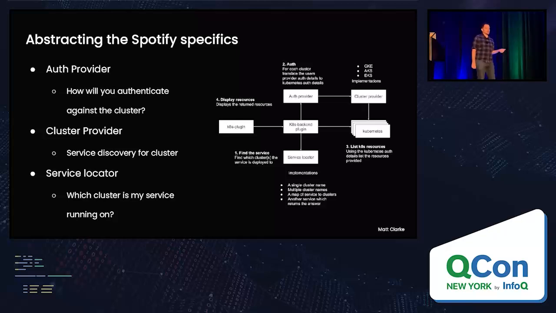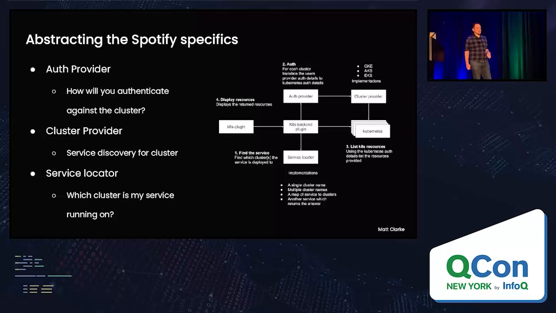And those abstractions are auth provider, cluster provider, and service locator. And the auth provider, the question it's asking you is, how are you going to authenticate users against this cluster? Are you going to use Cloud IAM? Are you going to use OpenID? Are you going to just use the service account and maybe keep the view read-only? Those are all valid implementations, so we decided to just support them all.